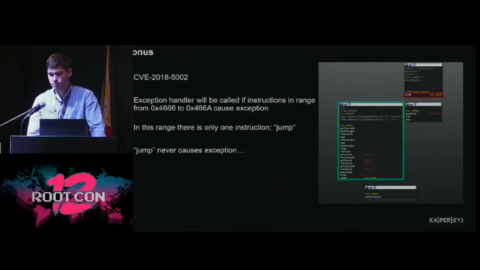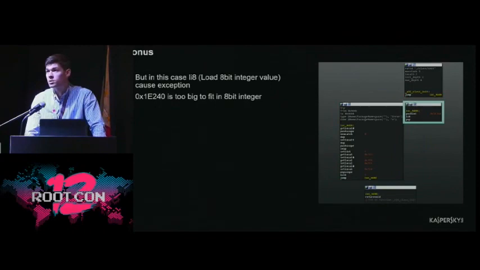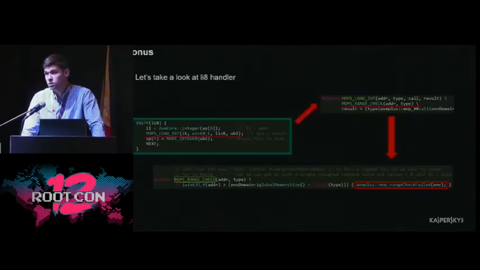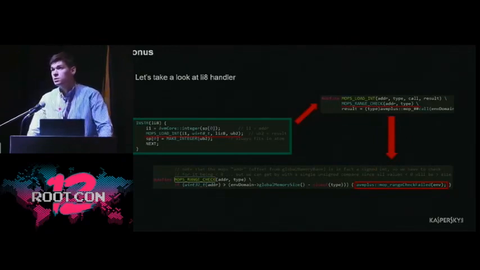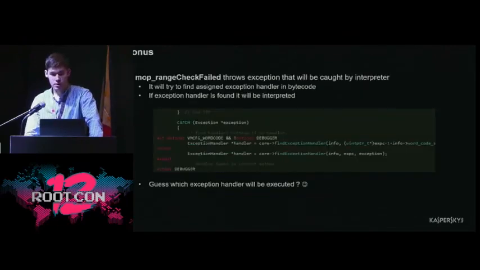So how does it work? In this case, the read8 instruction, which is float to 8-bit integer, will cause an exception because the provided value is too big to fit into an 8-bit integer variable. If we take a look at V8, we will see that it calls a range check function. And if we check it, we will see that this function simply throws an exception, and the interpreter will try to find the exception handler that is mapped to the address of the instruction that caused the exception. And if it finds it, it will execute this exception handler.